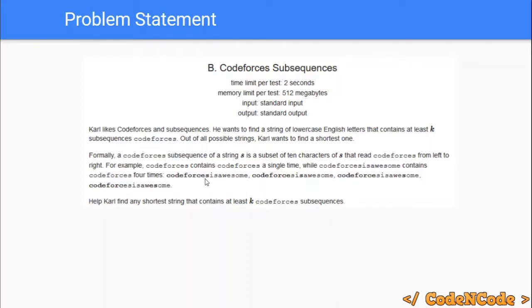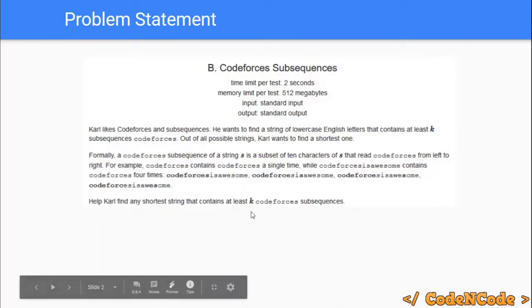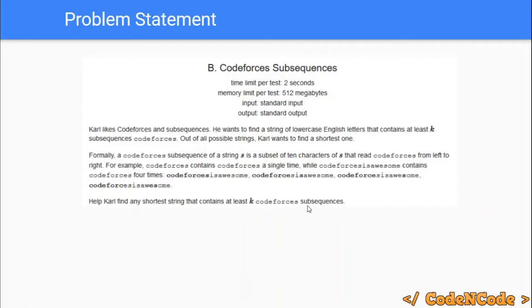The first 10 characters are codeforces, and then instead of having s from here, we are using s from here. So you can see for code forc, up to C and E, we are using all of the characters from here, and now for s we are not using this character but this character. So that is 2 subsequences, similarly 3 and 4. So in this string there are 4 subsequences which are equal to codeforces. So we have to print a string which is minimum in length and contains at least k subsequences which are equal to codeforces. So this is our task.